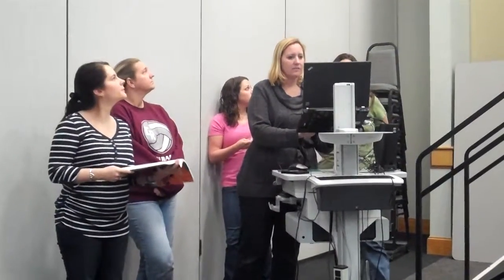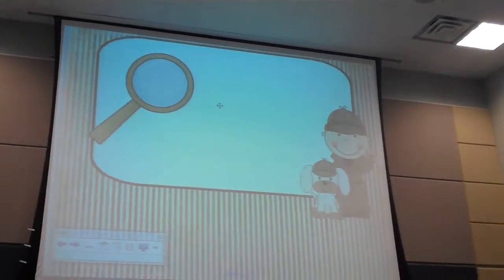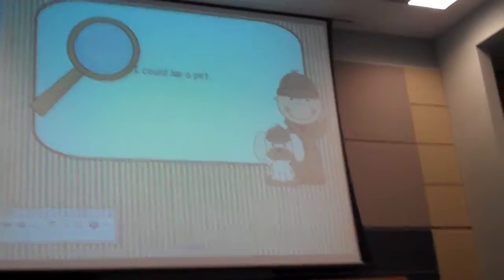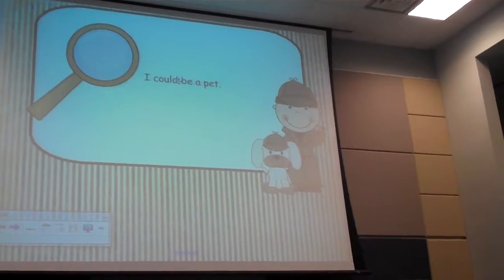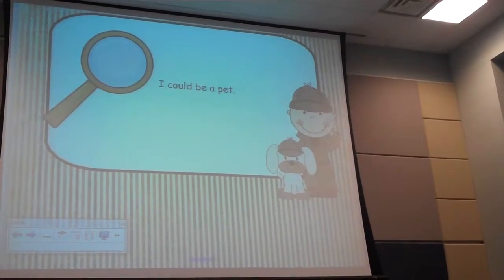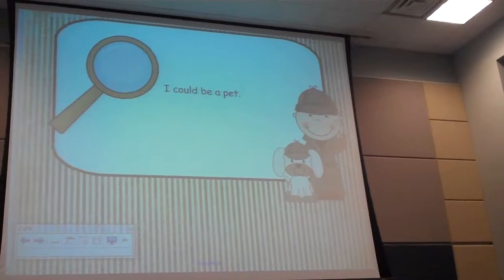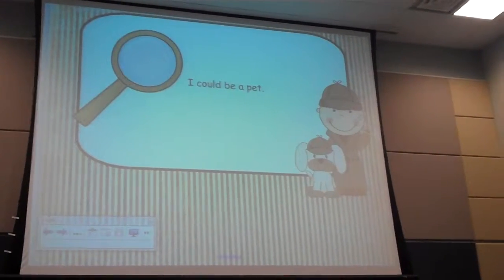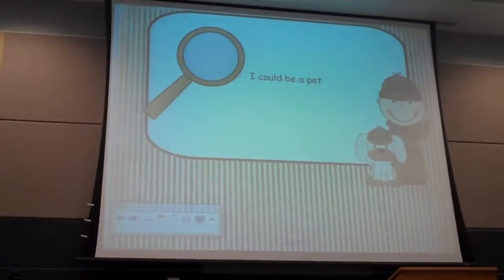All right, so let's see if we can find the clues. Okay, so you would start off the lesson by asking kids if they've ever heard of a riddle and kind of talking about it. Even though we are in math right now, we would probably start with a riddle that's more of a traditional riddle for them to kind of get the idea of what a riddle is and go from there. And so the first riddle clue is I could be a pet.